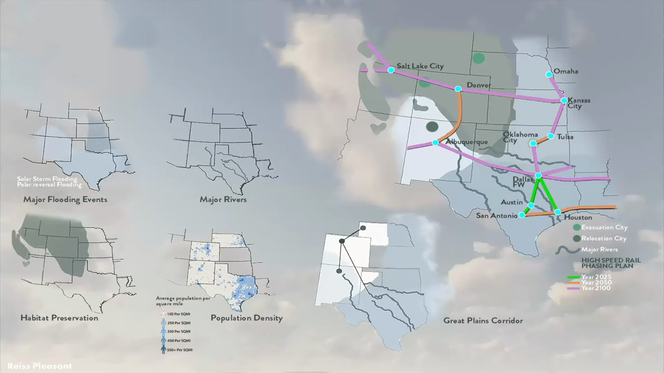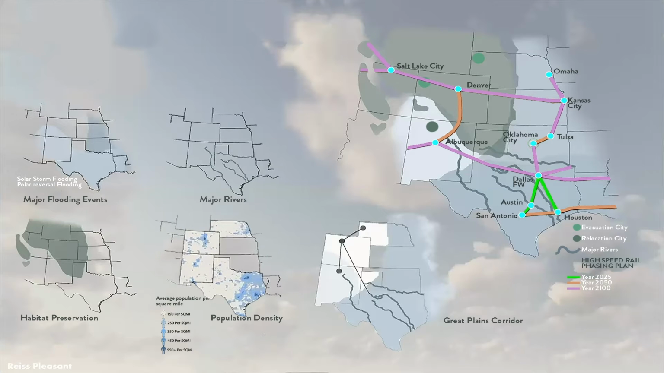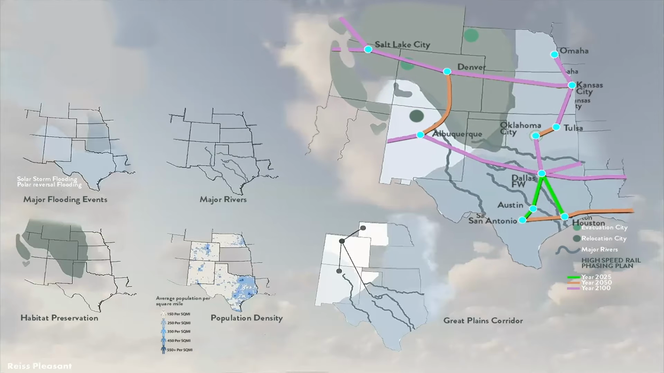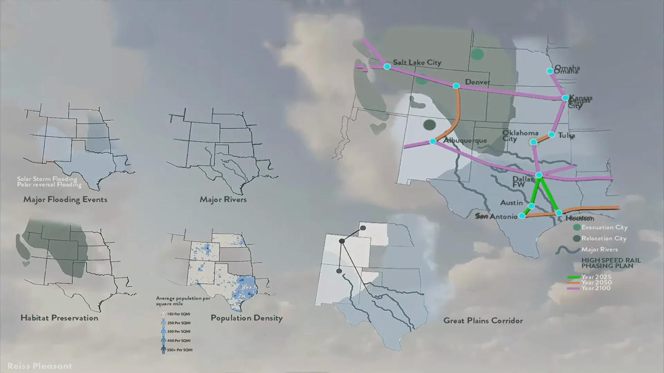Starting from the left is the major flooding event, which is solar storm and polar reversal flooding. Below that is a consensus for habitat preservation for monarch butterflies from the geodesign games. Moving on is the major rivers in Texas, which will be used as evacuation routes for the occurrence of solar storm and polar reversal flooding. The last infograph shows the population for the areas we are focusing on. This brings us to the regional consensus, which shows where and which cities are going to be the evacuation centers and relocation cities.